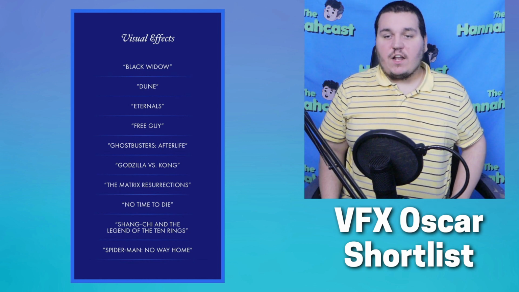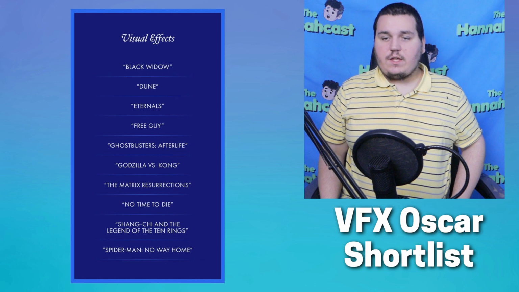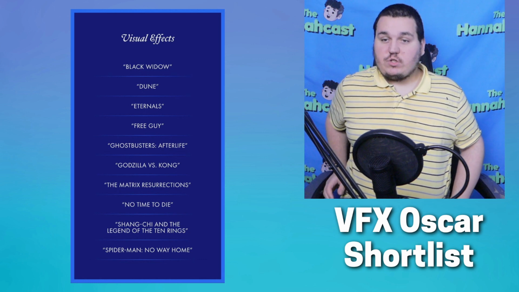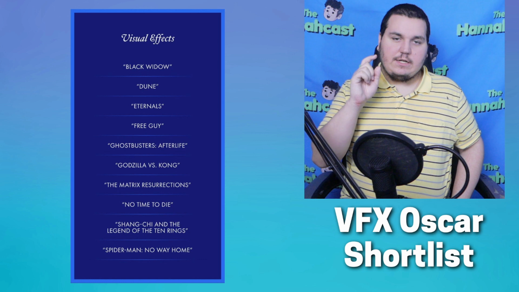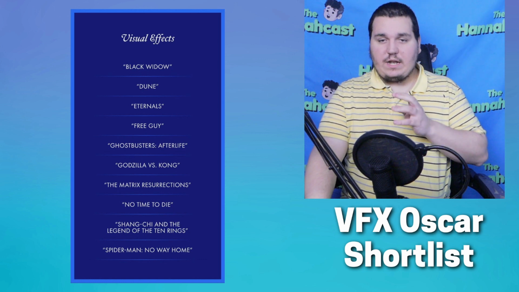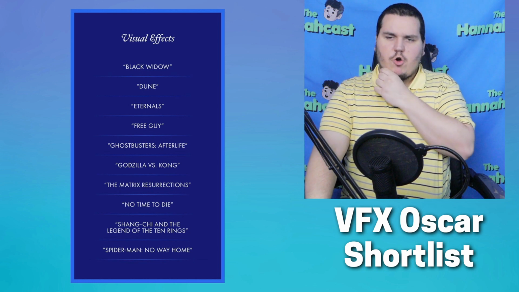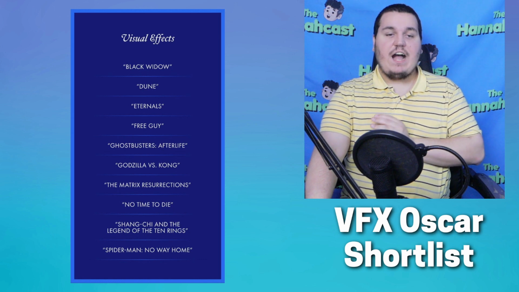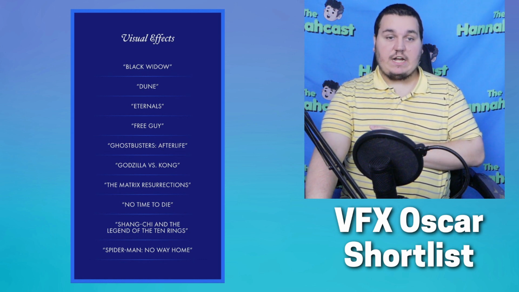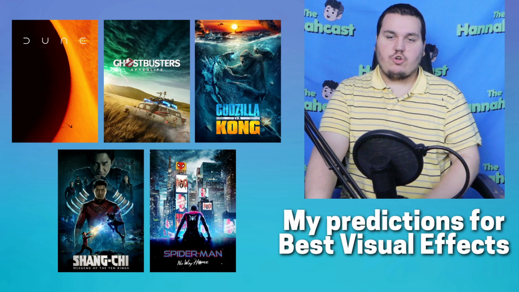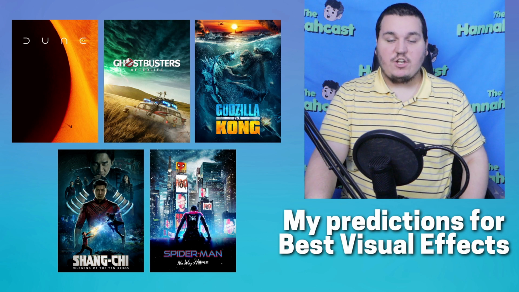Because I think out of all these, the only two movies that did not get any nominations at the Visual Effects Society are Free Guy and Ghostbusters Afterlife. But I'll probably talk a little bit more about that in a bit. Basically, here are what I think are going to end up being the 5 nominees for Best Visual Effects at this year's Oscars: Dune, Ghostbusters Afterlife, Godzilla vs. Kong, Shang-Chi and the Legend of the Ten Rings, and Spider-Man No Way Home.